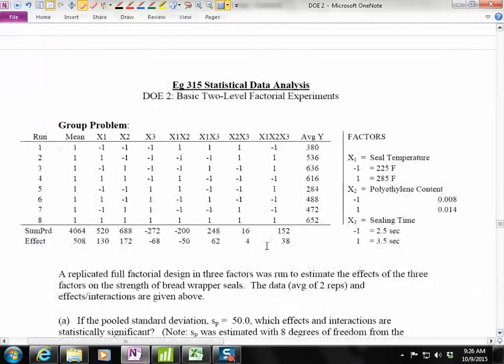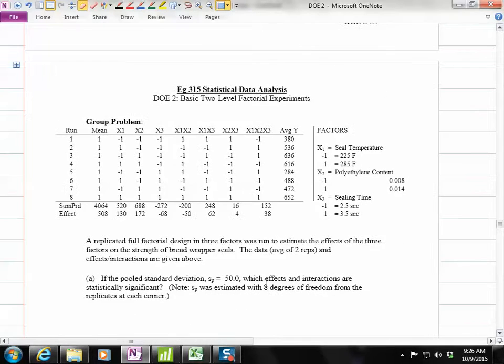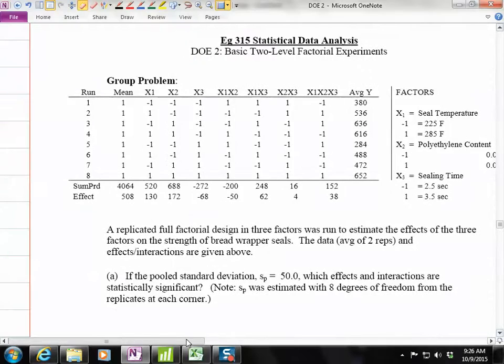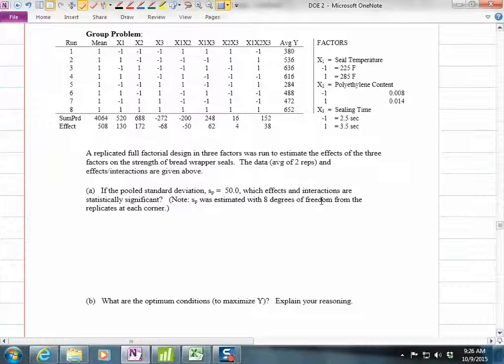All right, let's do this group problem then. So this is pretty similar to the homework you did.